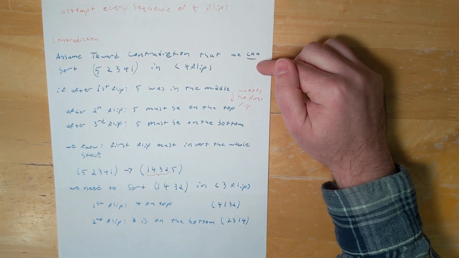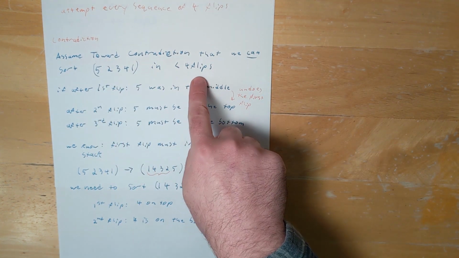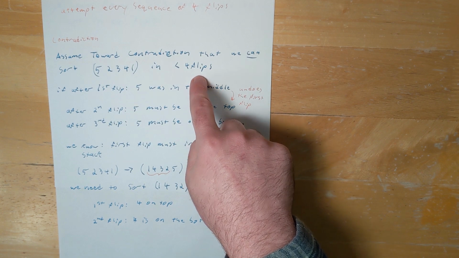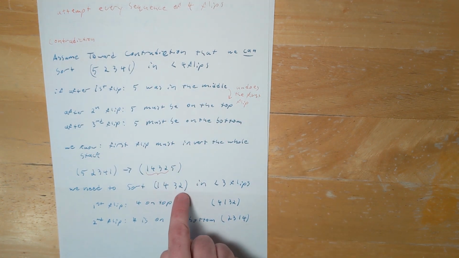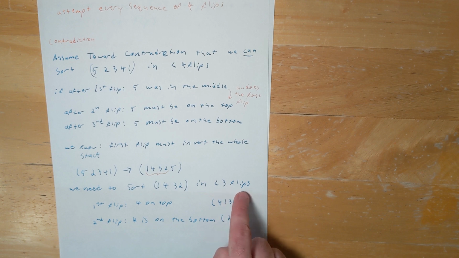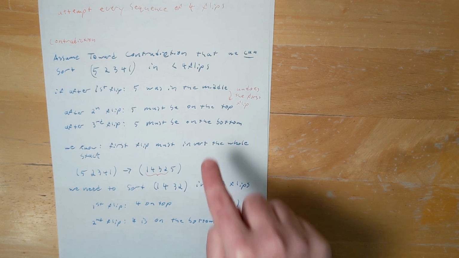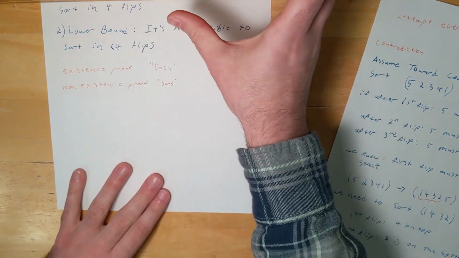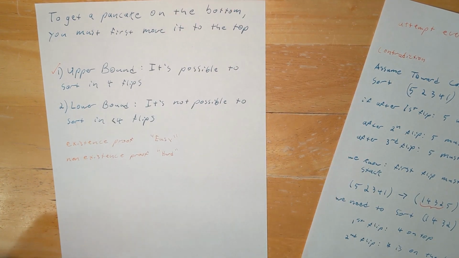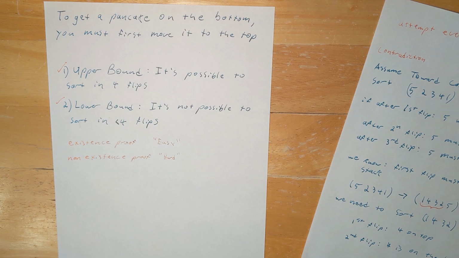So our assumption up here, towards a contradiction, was that 5, 2, 3, 4, 1 could be done in fewer than 4 flips. But if 5, 2, 3, 4, 1 could be sorted in fewer than 4 flips, then it must have been that 1, 4, 3, 2 was sortable in fewer than 3 flips, which is impossible. So our original assumption must have been incorrect, and so that is impossible. Now we have shown both the upper bound portion of this and the lower bound portion. So now we know that 4 flips is the best we can do for our stack of pancakes.